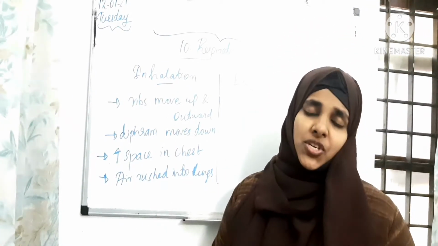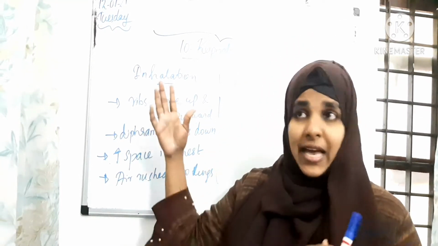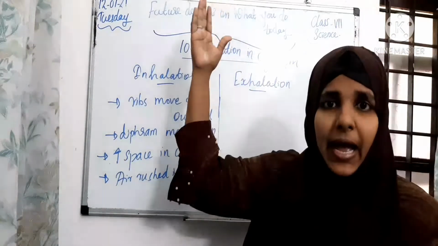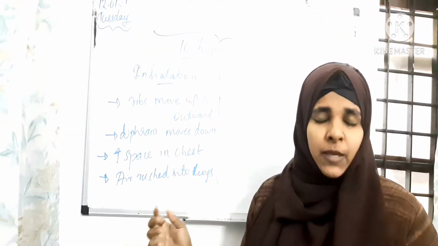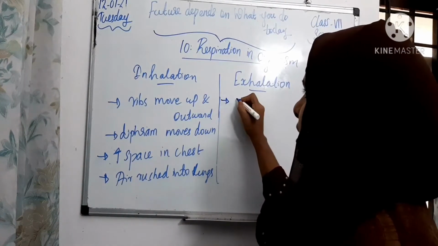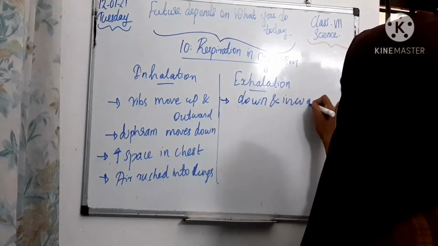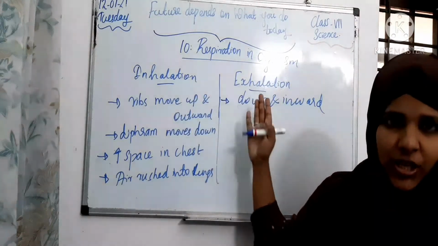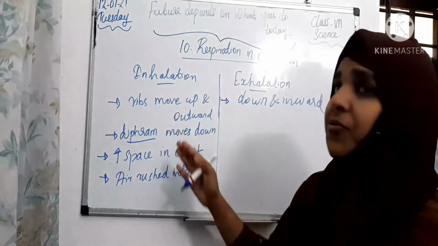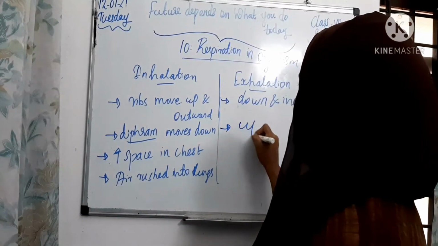What are the differences, children? We discussed them. Say together. What will happen when inhalation is happening? In inhalation, our ribs move up and outward. What about exhalation, children? Ribs move down and inward, just the opposite of inhalation. Okay, then what about the diaphragm? In inhalation, the diaphragm moves down, but in exhalation, the diaphragm moves up.